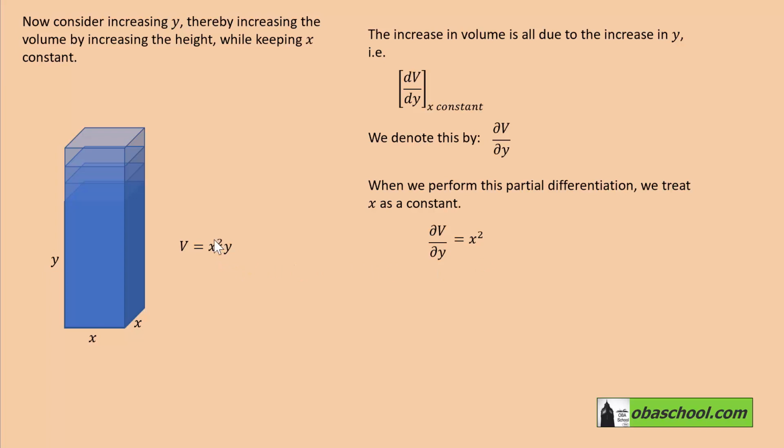If the x squared was a constant, say 4, then V would be 4y, and we know that dV/dy would be just 4. So with it being x squared y, x squared is treated as a constant. It's just x squared.